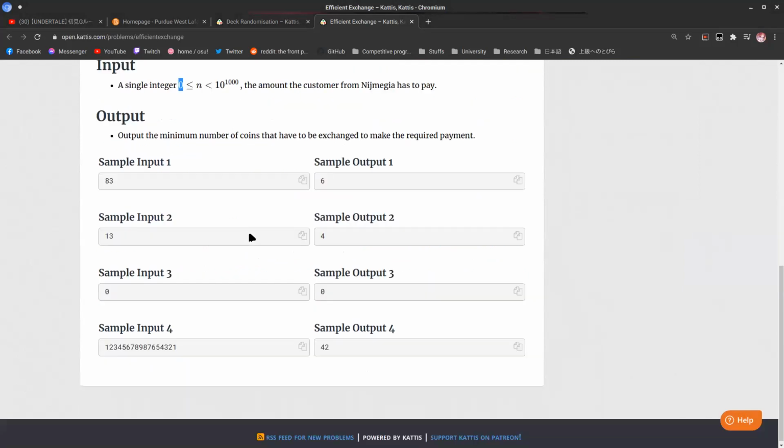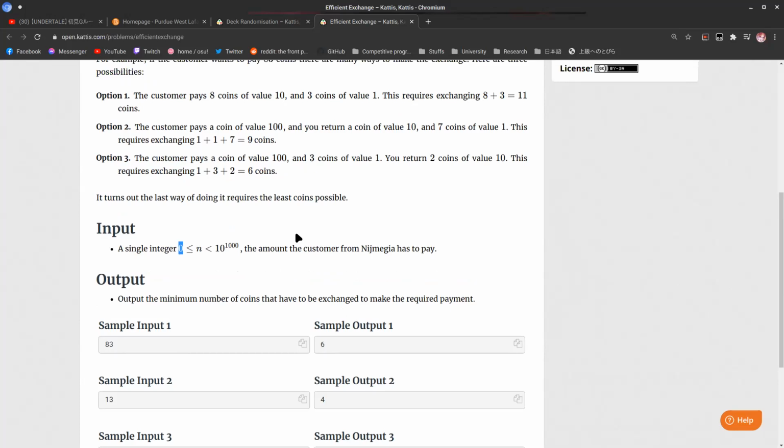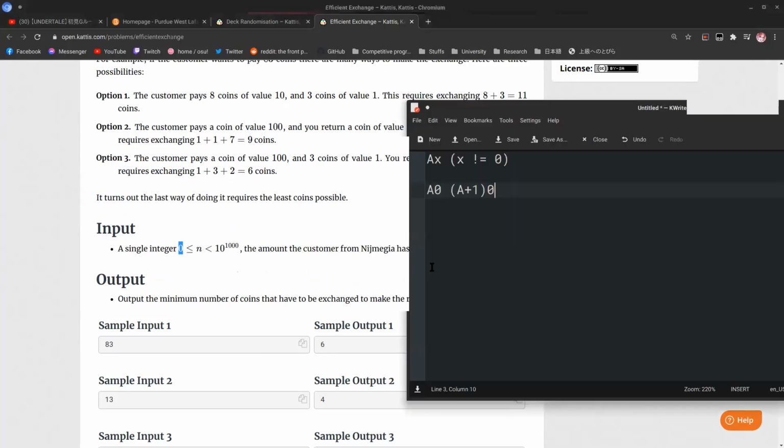Yeah, that's it. What if a plus 1 has a lot of carries? What do you mean, a lot of carry? Like what if a ends with a bunch of 9s? Then I just add normally.